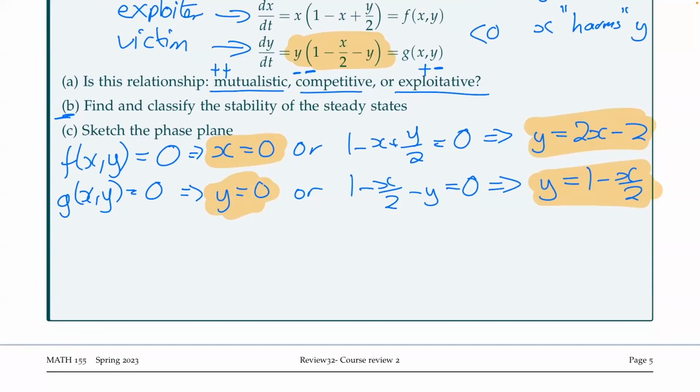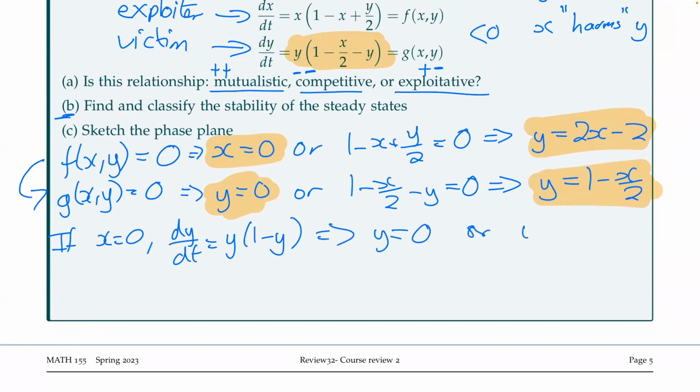So we can now think about what happens when one of the conditions for the first equation is satisfied. What does that mean for the second equation? So if x is equal to 0, then dy/dt is equal to y times 1 minus y. So y must equal 0, or y must equal 1.